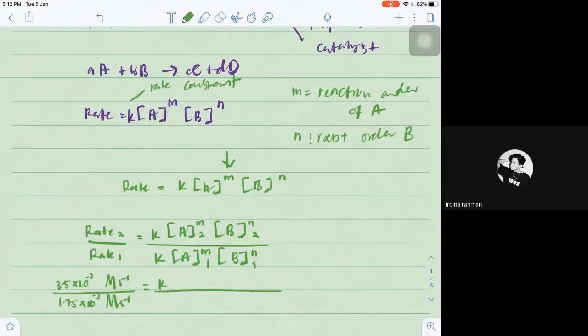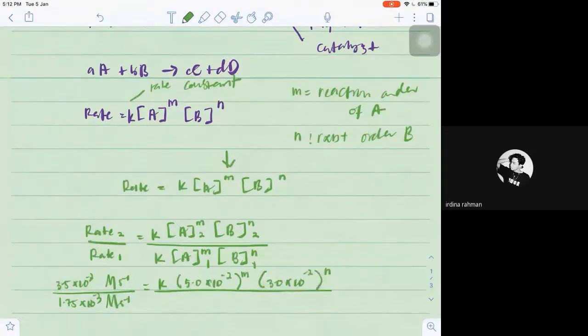But we know the concentration of A in experiment 2. The concentration of A in experiment 2 is 5 × 10^-2. The rate is k, power of m that we don't know. Then the concentration of B in experiment 2 is 3.0 × 10^-2 power of n.